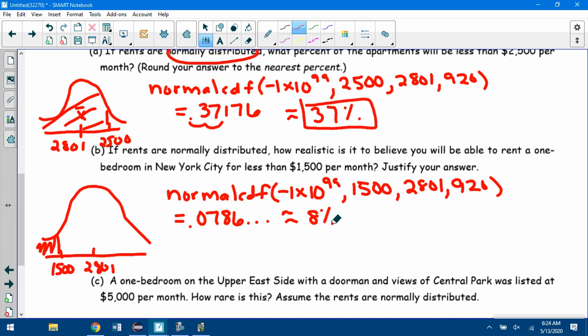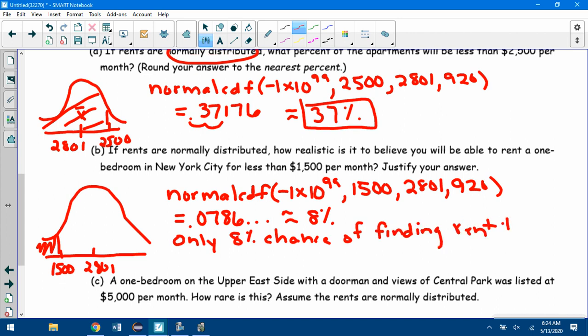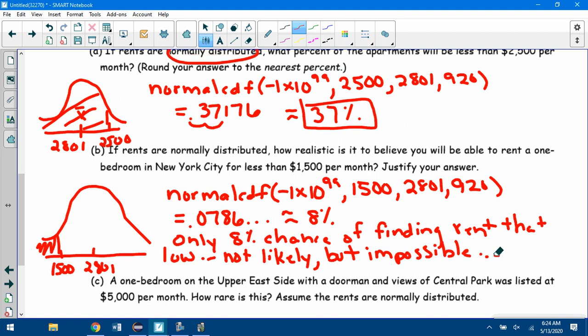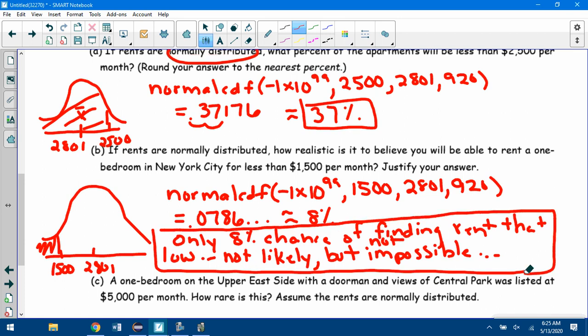So it says how likely. There's only an 8% chance of finding rent that low. So 8%, I wouldn't say that's likely. It's not impossible. So I would say not likely, but not impossible. Probably not getting a very good apartment. So not likely, but also not impossible.